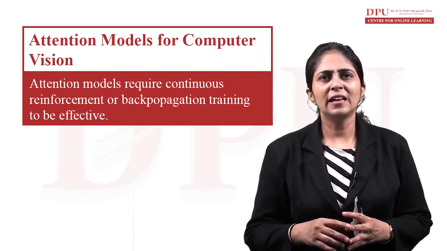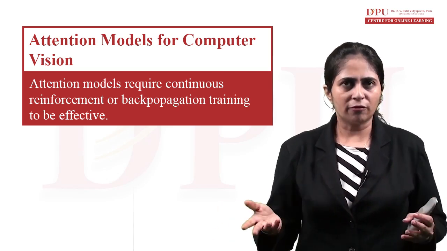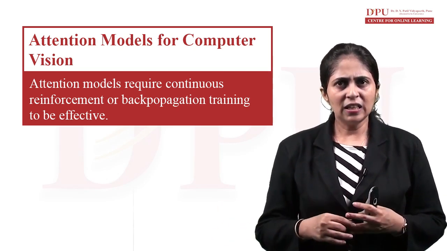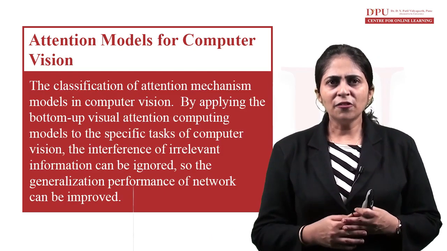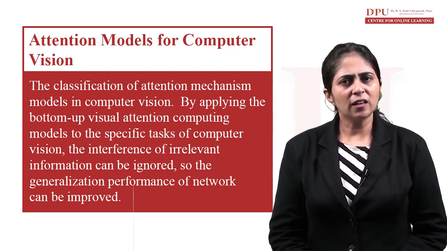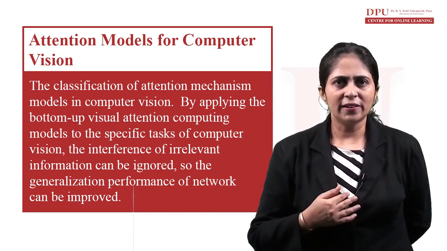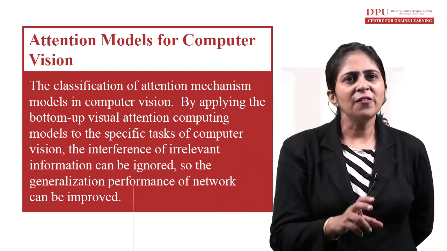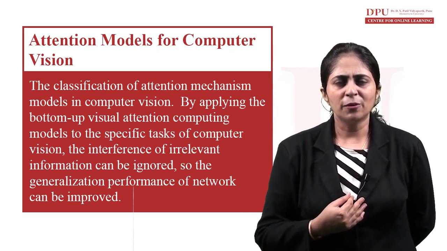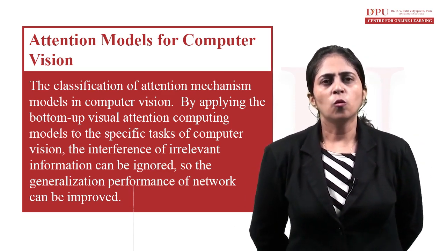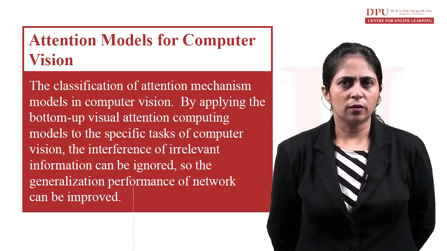Attention models require continuous reinforcement, which means they require continuous learning of data. That is why they are used very effectively. Basically, the classification of the attention mechanism model in computer vision is done by applying the bottom-up visual attention computing model to a specific computer vision task. The interference of irrelevant information can be ignored, so the generalization performance of the network can be improved.